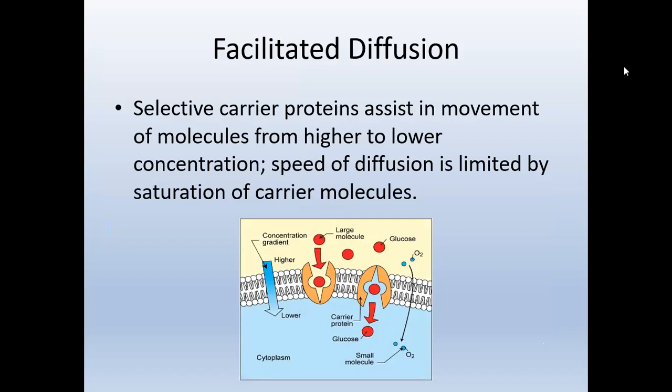Facilitated diffusion. Okay, we're still using the gradient moving high to low, but in this case, we need something to help us move. Here we have a helper protein. The reason why we might need a helper is maybe the molecule is so big that it's not going to pass without damaging the cell membrane. So we need just a special little door. We're still moving high to low. We're still using diffusion. Diffusion is always going to mean moving with the gradient, but this time we have a helper to help us do that.